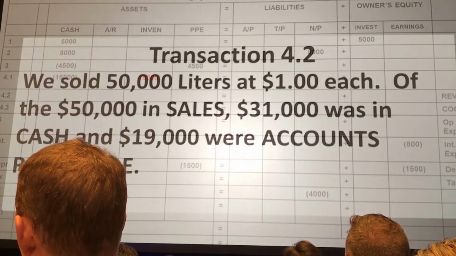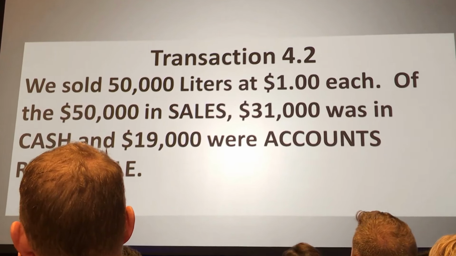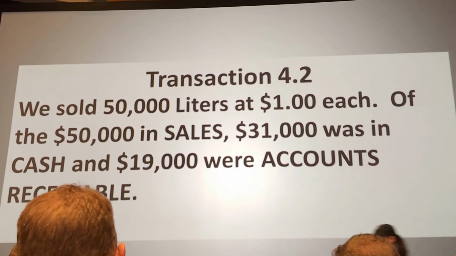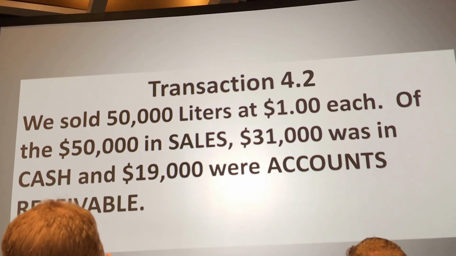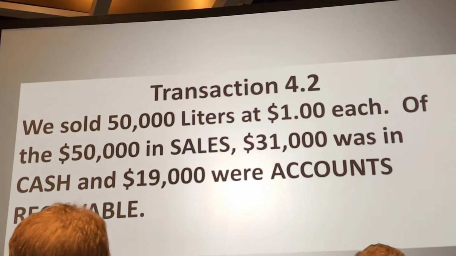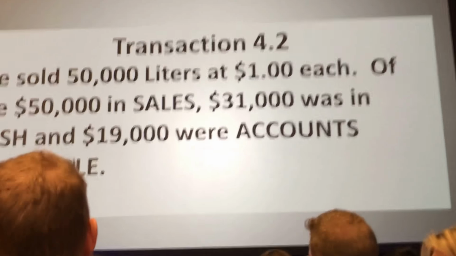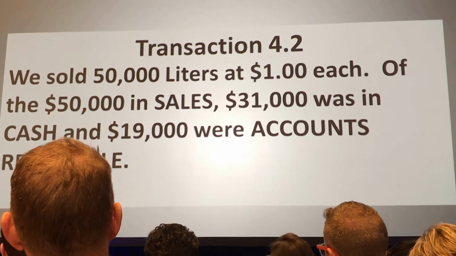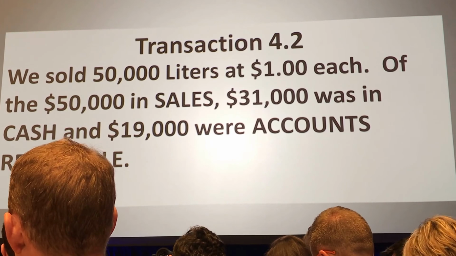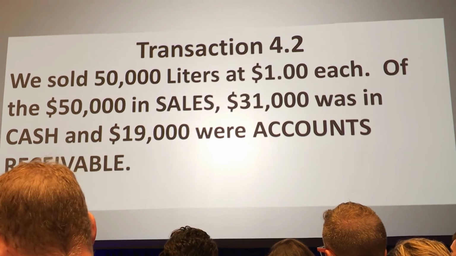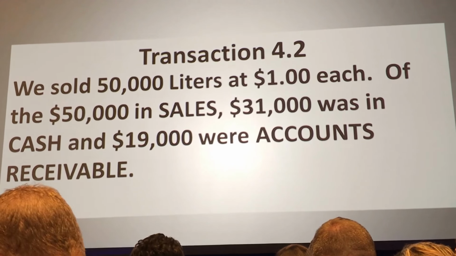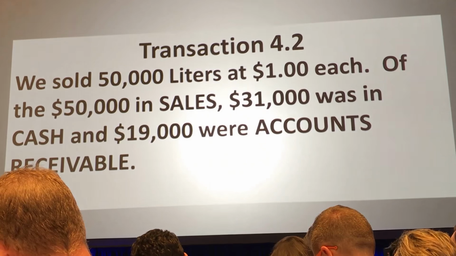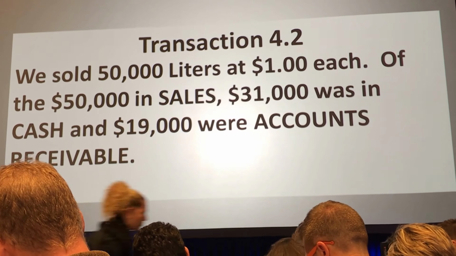Okay, here we go. Line 4.2. We sold 50,000 liters at $1 each. Of the 50,000 in sales, 31,000 was in cash, 19,000 were accounts receivable. Listen, before you start: sales are good for earnings. I had 50,000 of sales, of which 31,000 was in cash and 19,000 was in accounts receivable.